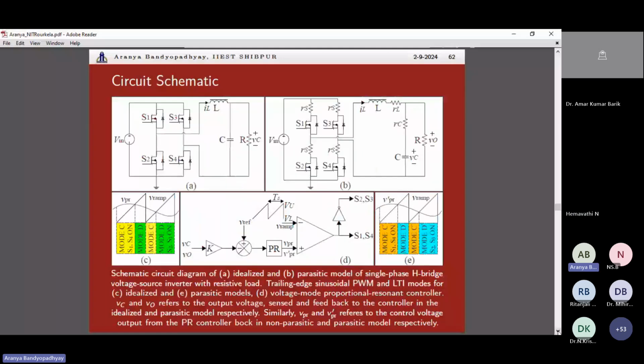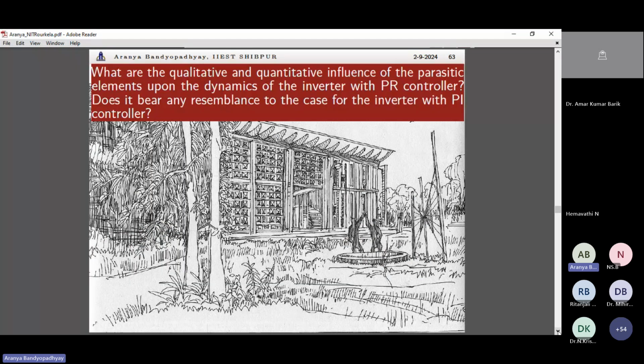And this is a more detailed schematic where we will again see the comparative aspect and again ask ourselves the same question: what are the qualitative and quantitative influence of the parasitic elements upon the dynamics of the inverter with PR control? Does it bear any resemblance to the case for the inverter with PI controller? That is our question.